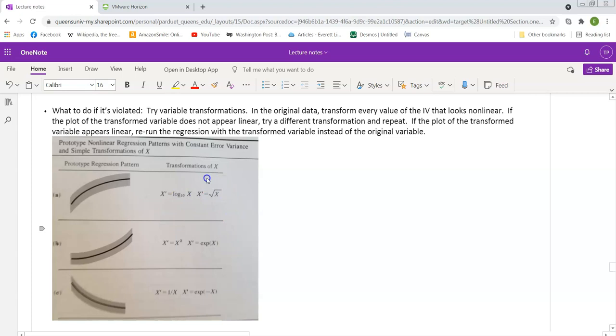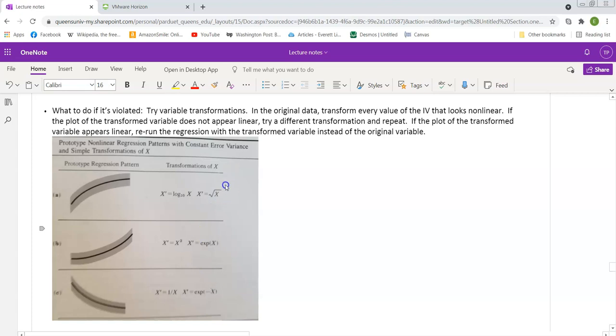If it's, like I said, mildly like this, you do the square root transform. If it's strongly like this, you do the log transform. And you can do log base 10 or natural log, either one. If it looks like this, then you're going to do an x squared transform. Or if it looks a whole lot like that, very strongly like that, then you're going to do an e to the x transform. And finally, if it looks like this, then you can either do a 1 over x transform or an e to the negative x transform.